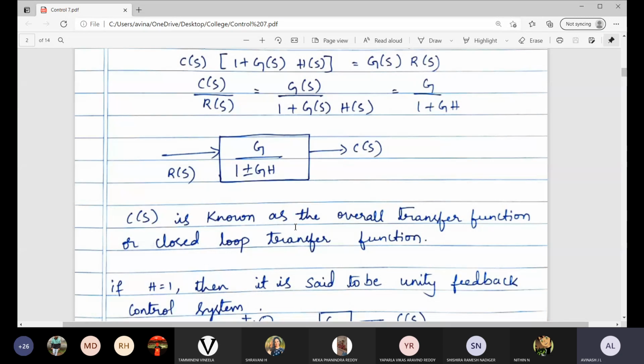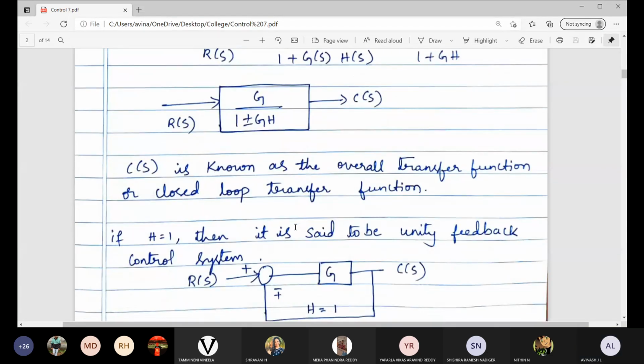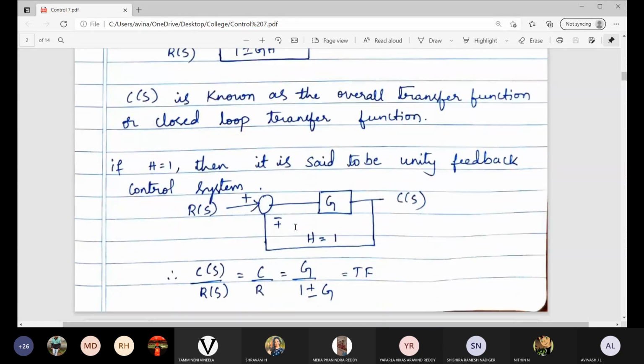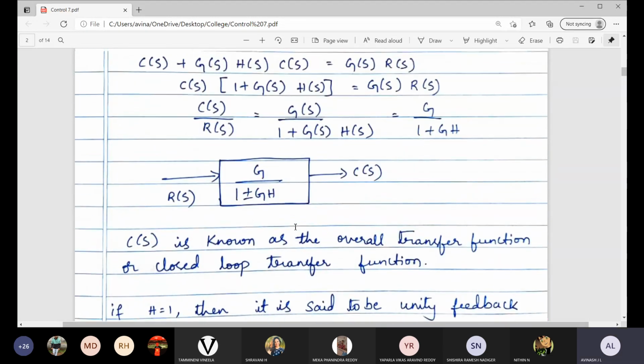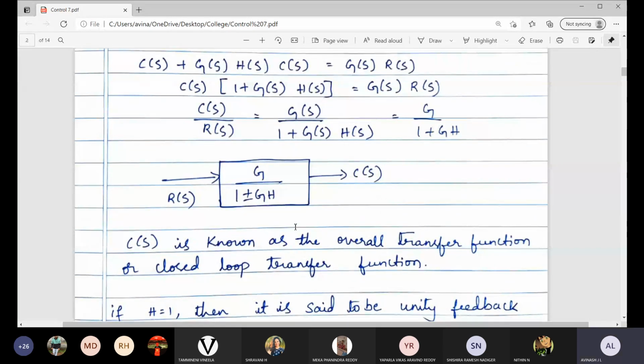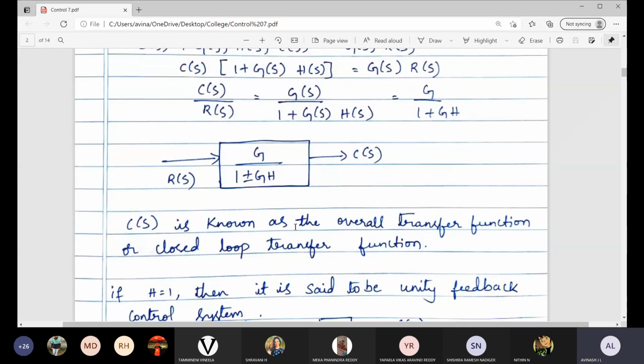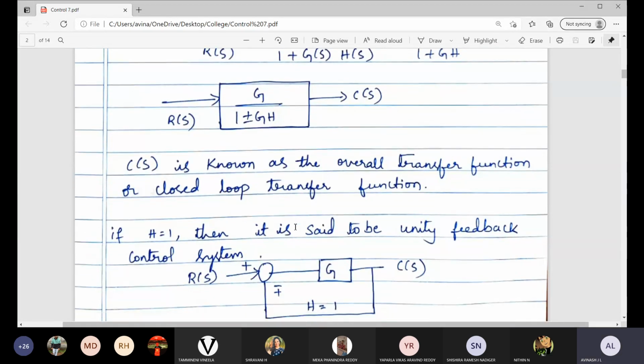Does anyone have any doubt in this? Do you want any repetition for this one? Anybody having any doubt? No, sir. Okay.